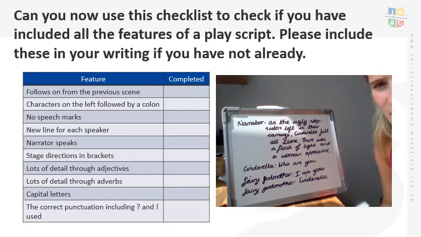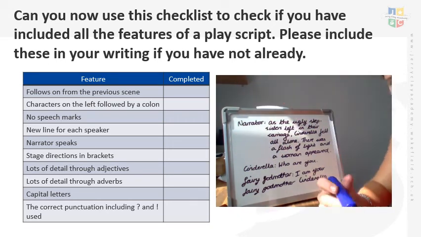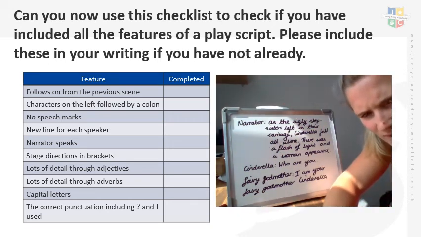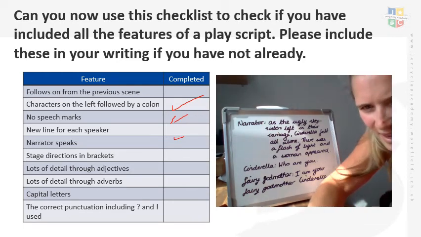Characters on the left are followed by a colon, so I've got all my characters on my left hand side and they are followed by a colon, so I can give that a tick. I haven't used speech marks, so I can give that a tick. I've got a new line for every speaker, so I can give that a tick. Narrator speaks. I have got the narrator speaking, so I can give that a tick.